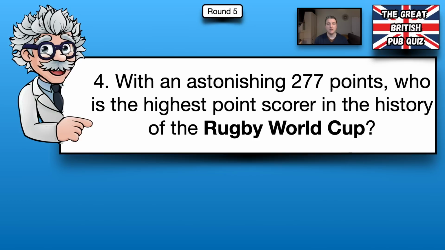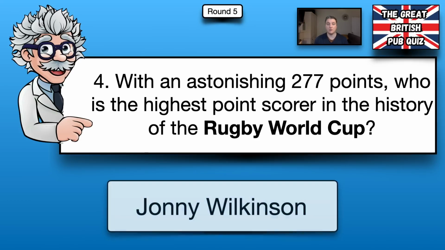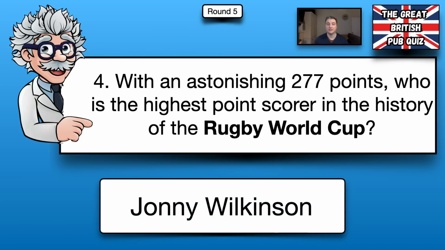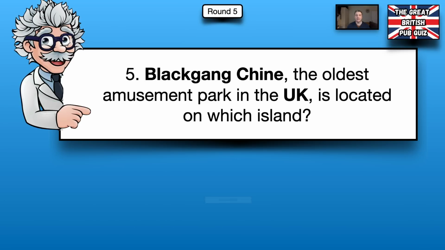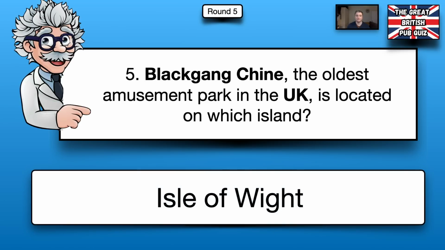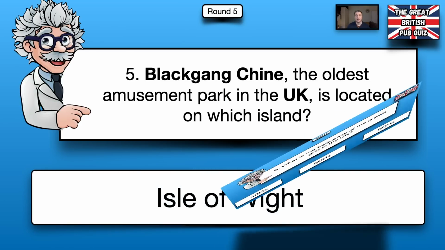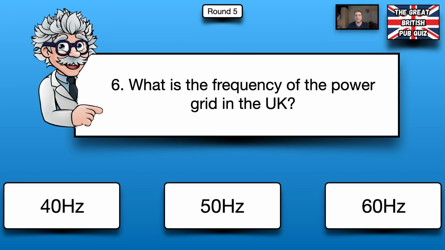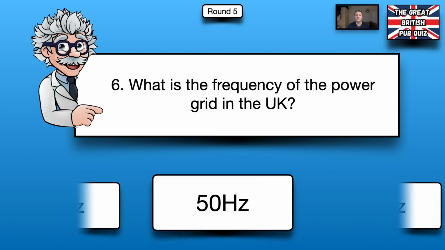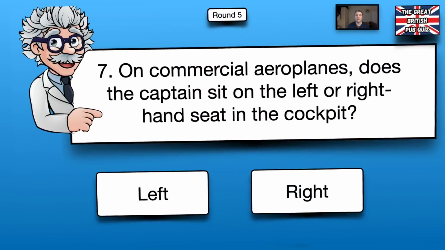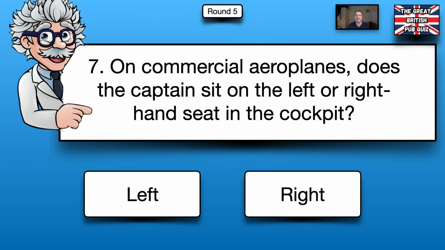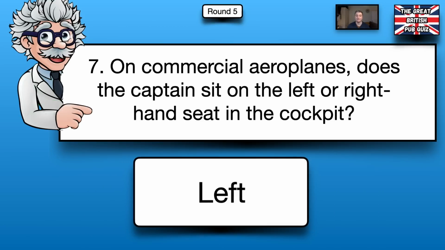Number 4, who is the highest point scorer in the history of the World Cup? That is Jonny Wilkinson. Number 5, Blackgang Chine is in the Isle of Wight. Went there as a kid, really good fun. Number 6, the frequency of the power grid in the UK is 50 Hz. Number 7, the captains sit on the left-hand seat.